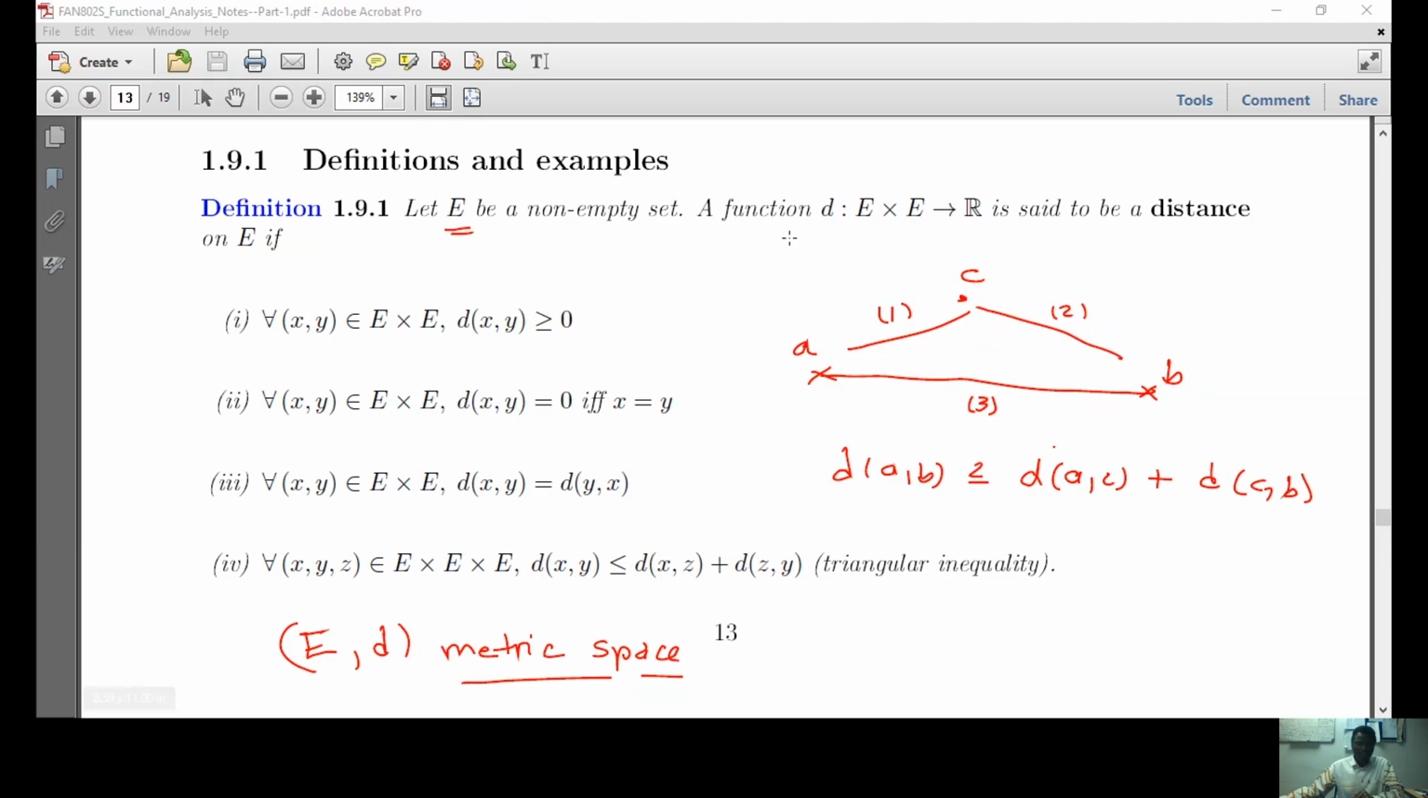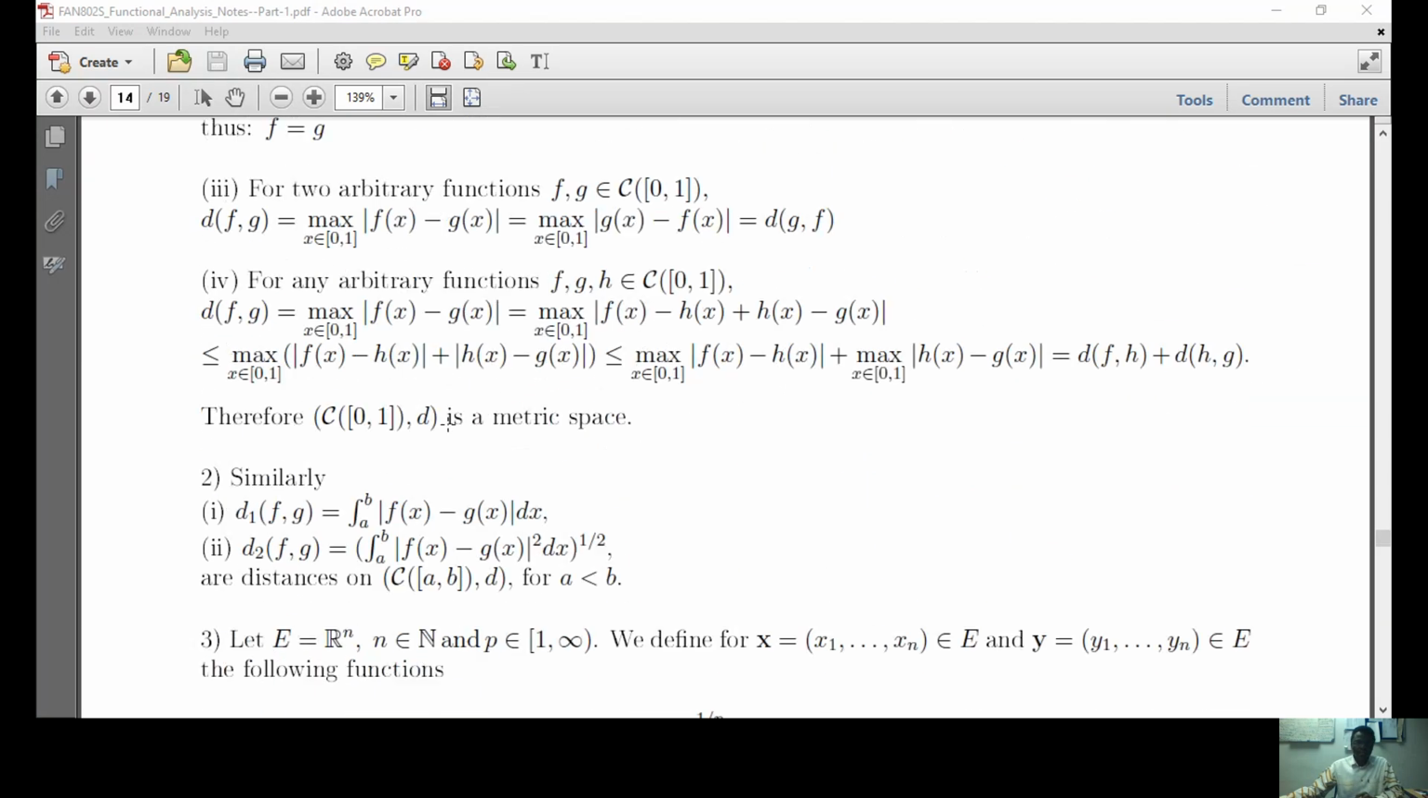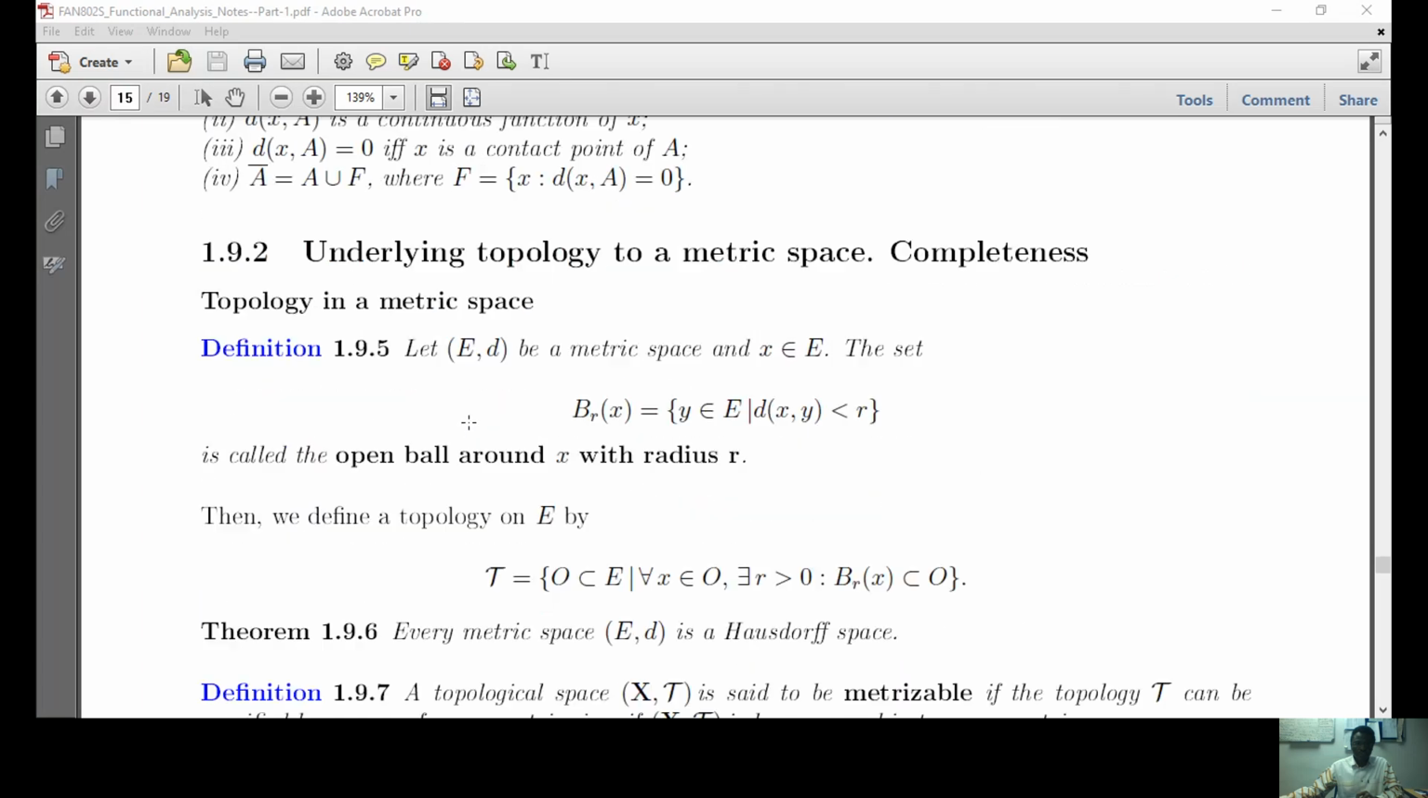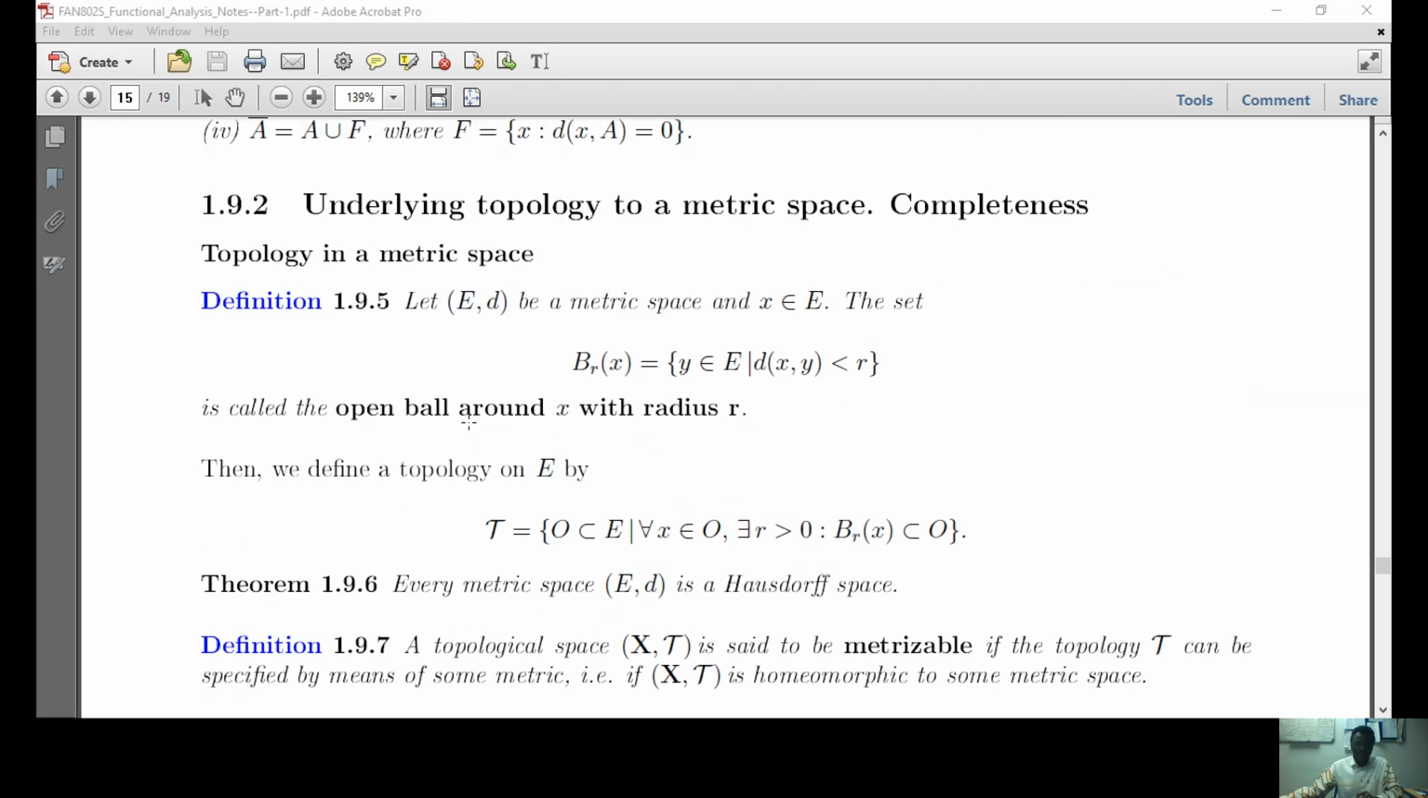Okay, from the properties of the distance, when I recall the various properties, I forgot to mention this one: the distance between two points is 0 if and only if the two points coincide. Good. So the underlying topology of a metric space. Topology in a metric space.